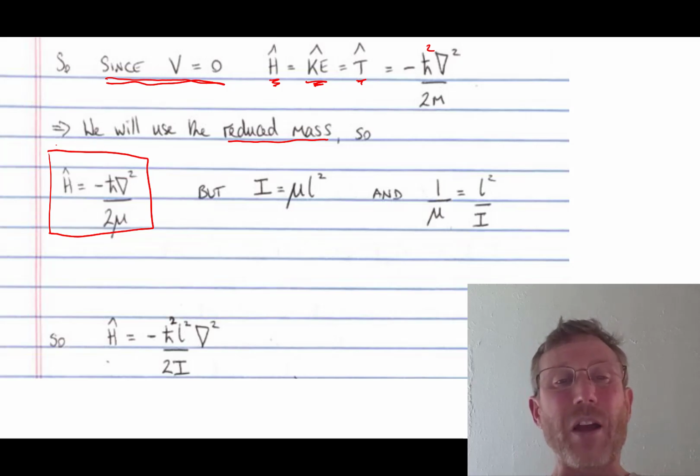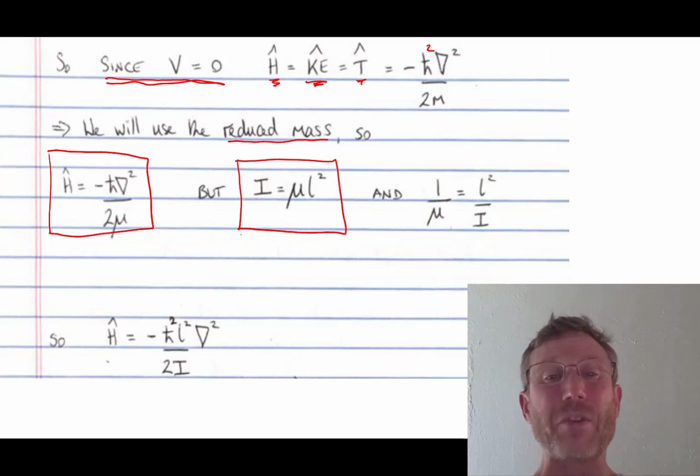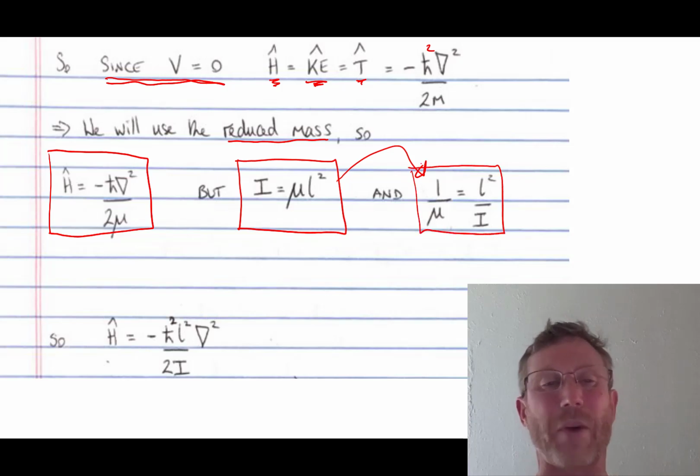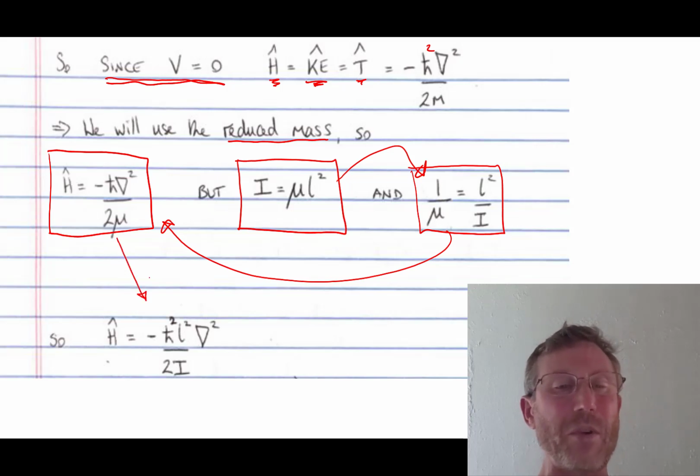I've also shown in a previous slide how the moment of inertia is equal to the reduced mass multiplied by L squared. L, of course, is equal to L1 plus L2. So if we rearrange this expression a little bit, we end up with 1 over mu is equal to L squared over I. And now we're going to plug this expression into our expression for the Hamiltonian operator, and therefore we end up with a new expression for the Hamiltonian operator: minus h bar squared L squared over 2I multiplied by del squared.